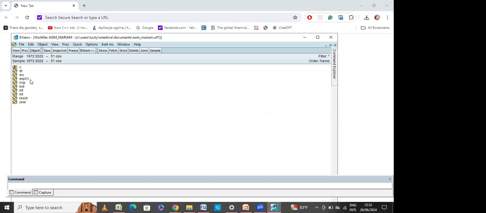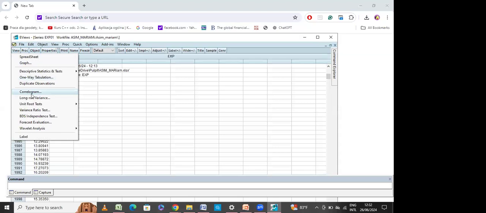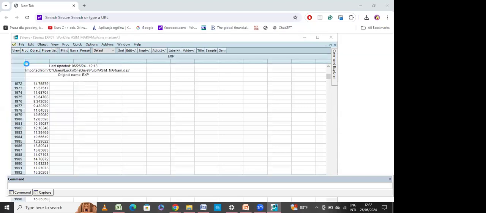Now I can even take my other variable, which is export. I can check its graph first.